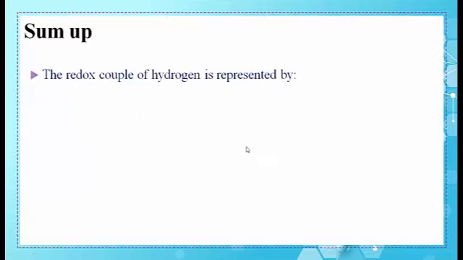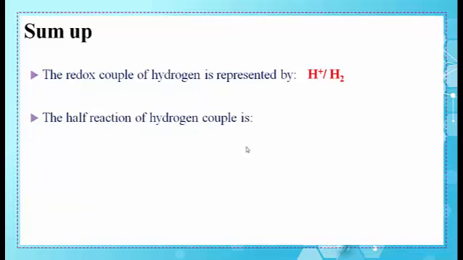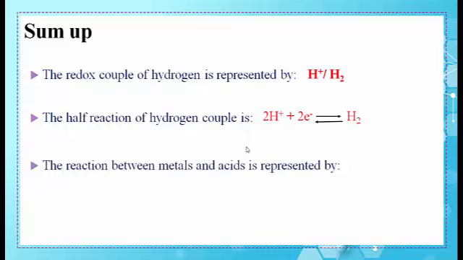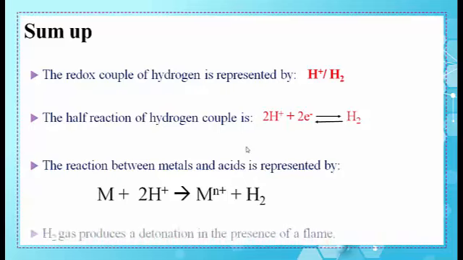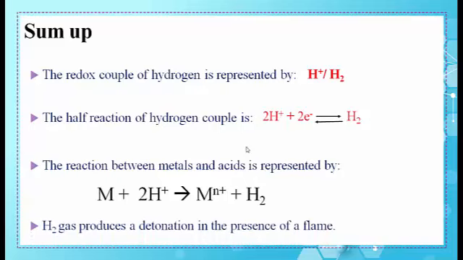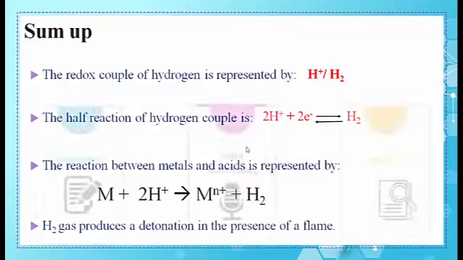Summary of this lesson: the redox couple of hydrogen is represented by H+/H2. The half reaction of the hydrogen couple is 2H+ plus 2 electrons gives H2, and the reaction between metals and acids is represented by a metal plus H+ gives M^n+ plus H2. Hydrogen gas produces a detonation or a pop sound in the presence of a flame.